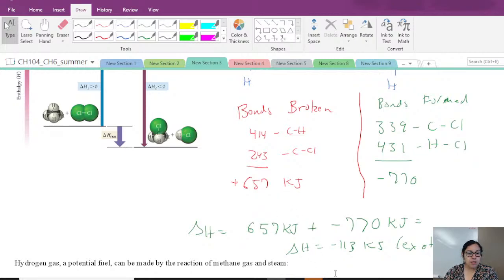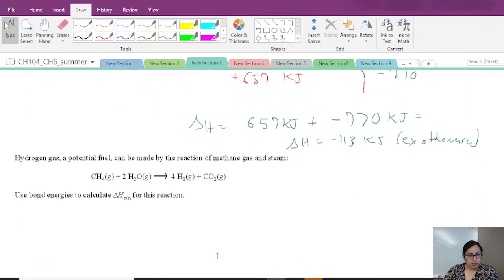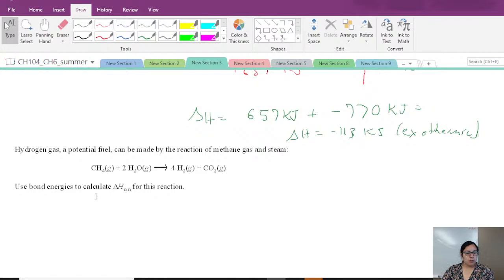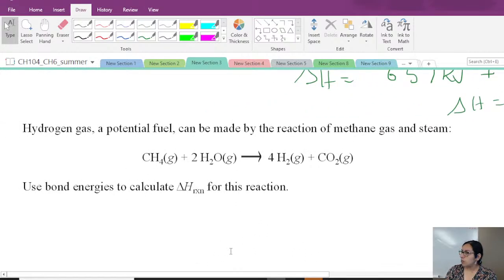All right, so we feel okay about this example? Let's try this on your own. You probably want to copy down the reaction, and then I'll scroll back up so you can see all the values. It's just methane plus water gives us hydrogen and CO2.